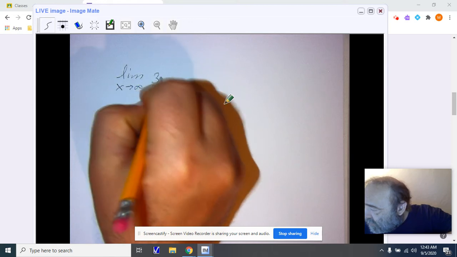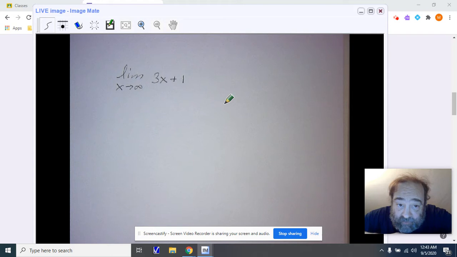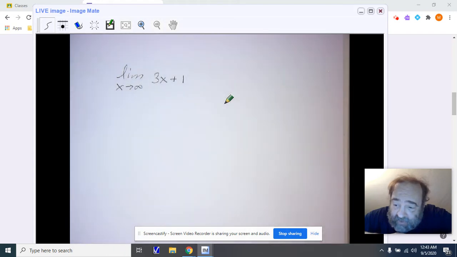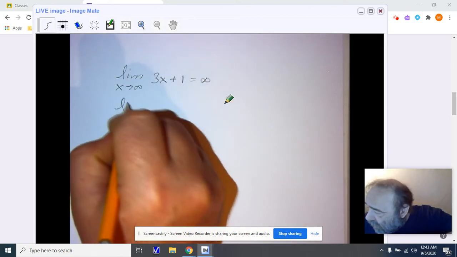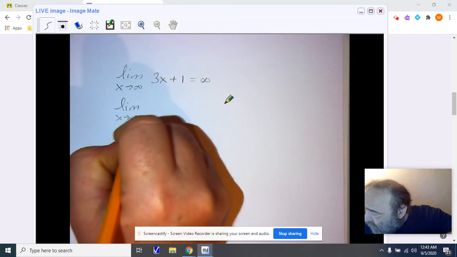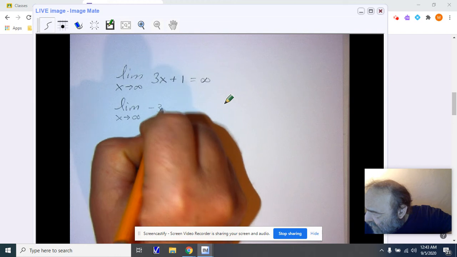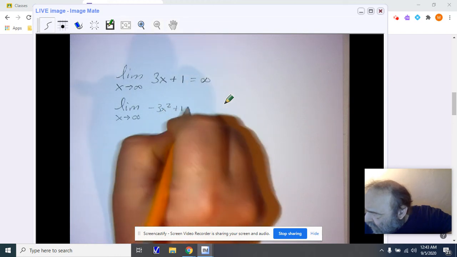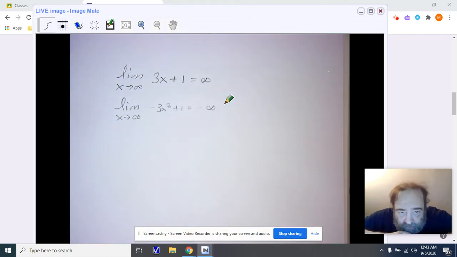All we do is ask ourselves, is this growing or decreasing? If the function is growing as the values of x get larger, then we know we're heading toward positive infinity. If, however, we are plugging in our values and we end up getting negative numbers, such as negative 3x squared plus 1, this now grows infinitely toward the negative. I recommend people simply make a table of values to try to find them.